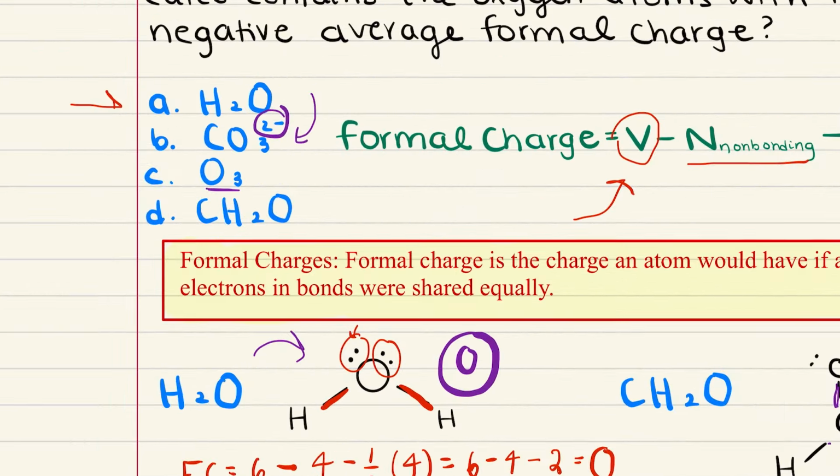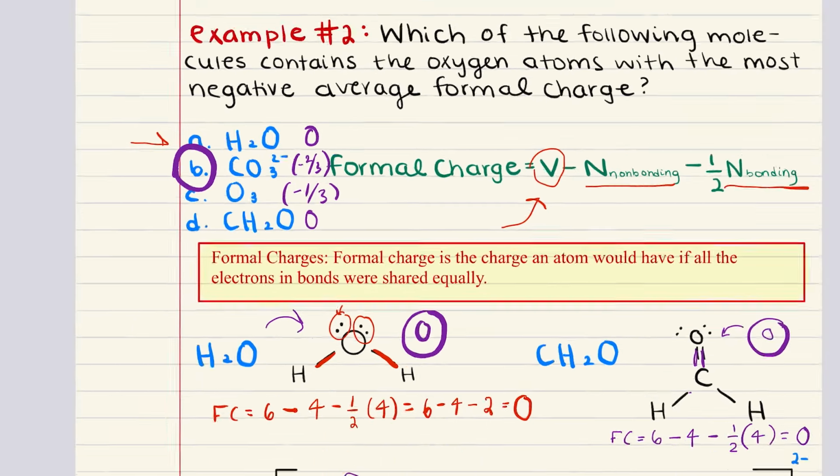So what we have here, let's write them out for each answer choice, is 0 and 0 for A and D. Then we have -2/3 for answer choice B and -1/3 for answer choice C. Comparing the formal charges, the oxygen atoms in the carbonate ion have the most negative average formal charge of approximately -2/3, about -0.67. And so the correct answer here is going to be B. 2 is B.